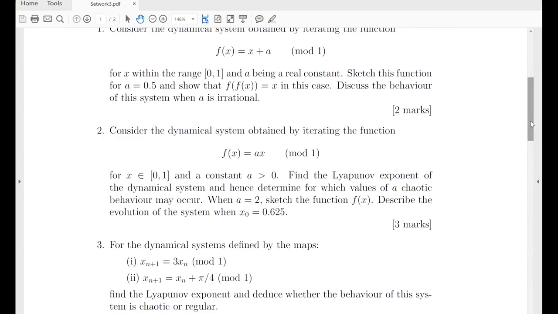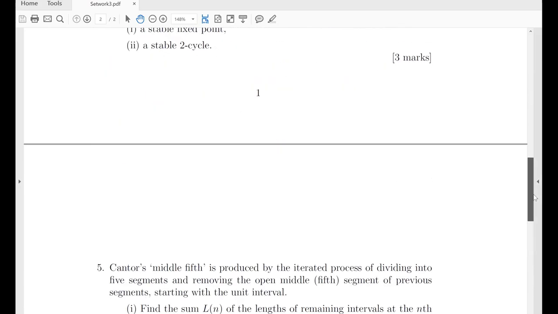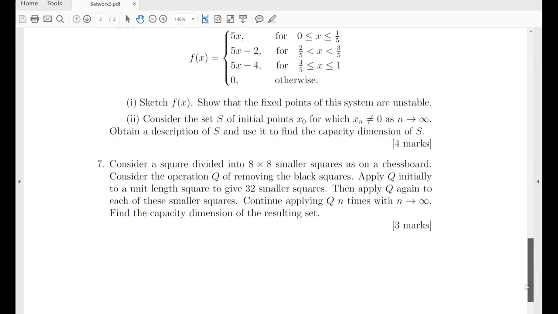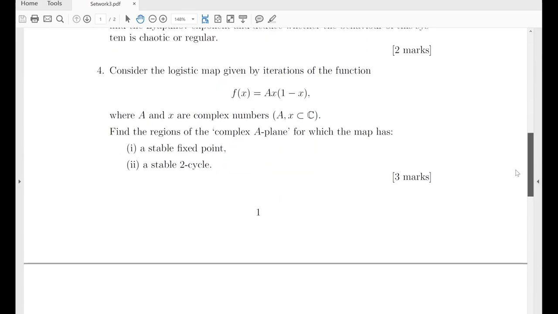And this is a sub-problem from problem number 2. Problem number 2 has 2 sub-problems. One sub-problem is on calculating the Lyapunov exponent and making conclusions on what was calculated. And the second sub-part of problem number 2 is about finding fractal dimensions, analyzing fractals and finding their dimension. So this is exactly what happens.